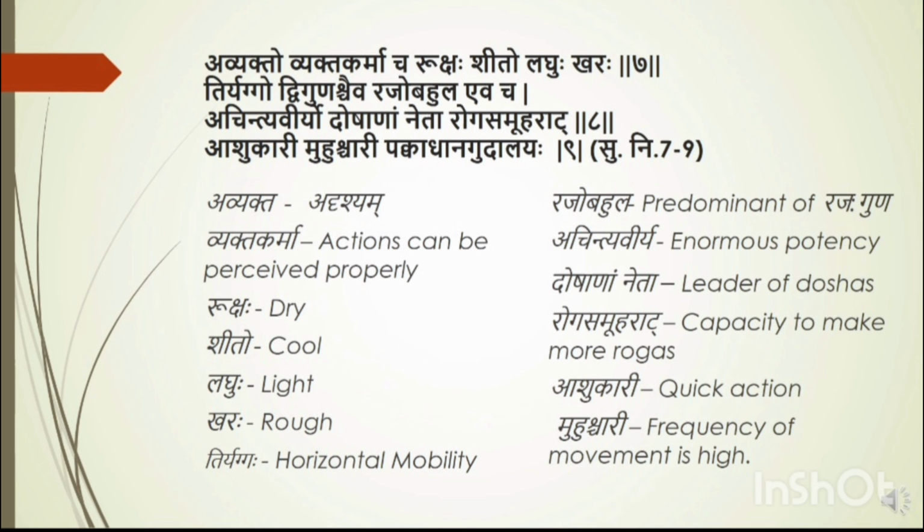Avyakto Vyakta Karmacha Ruksha Shidho Lagukhara Tidyago Dvigunaschaiva Rajo Bahula Yevacha Ajintya Viryo Doshanam Nedha Roga Samoharat Ashukari Muhushchari Pakvadana Gudhalaya. So this reference is from Sushruta Nidhana 7-9. So the meaning of the shloka, or the gunas of Vata, includes Avyakta. Vata dosha is Avyakta, means it is Adrishya, which is not visible. Next one is Vyakta Karma, that is the actions of Vata can be perceived very properly. The other gunas are Ruksha, Shidha, Lagu, Khara, which we have already discussed.